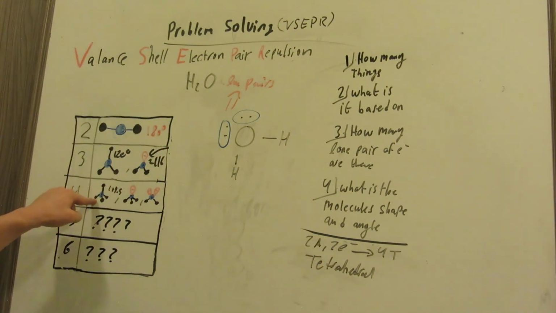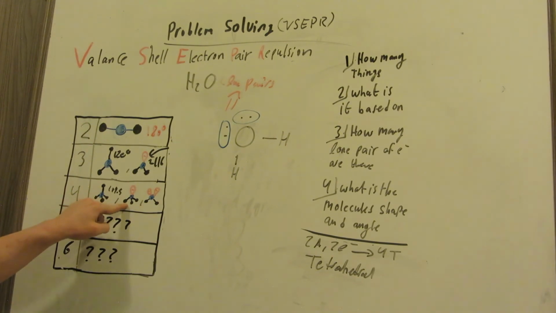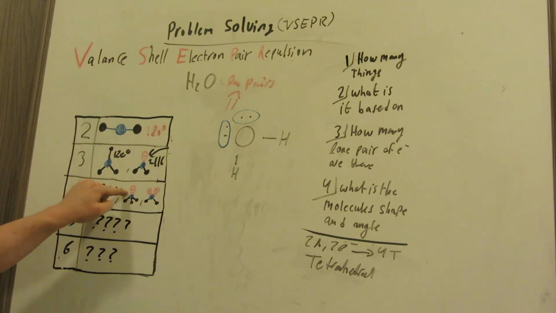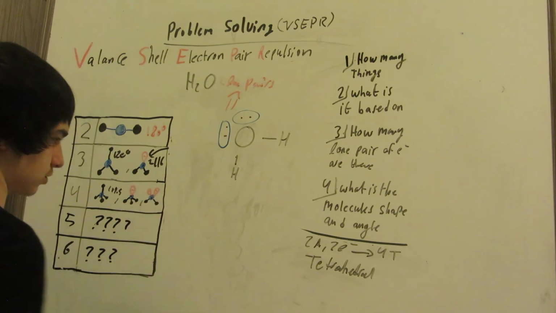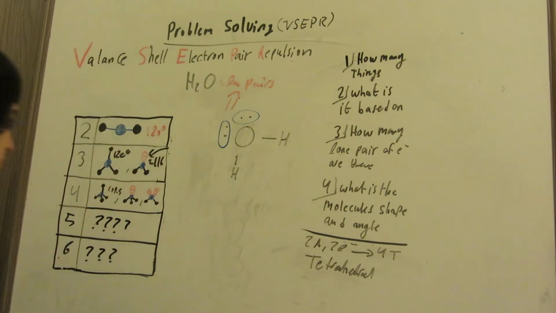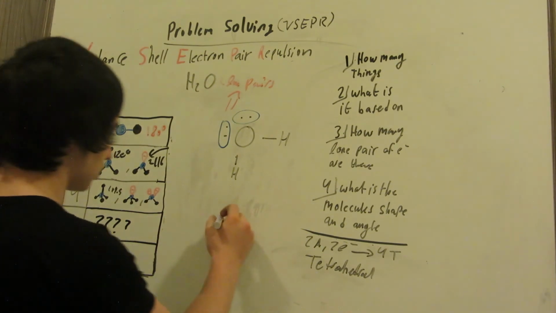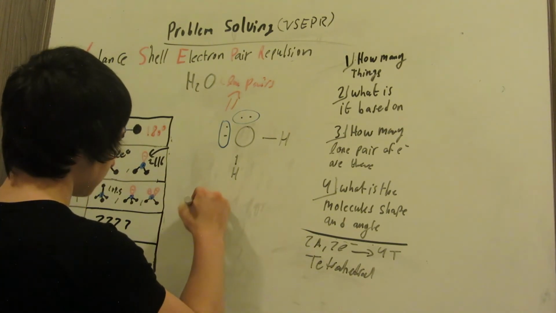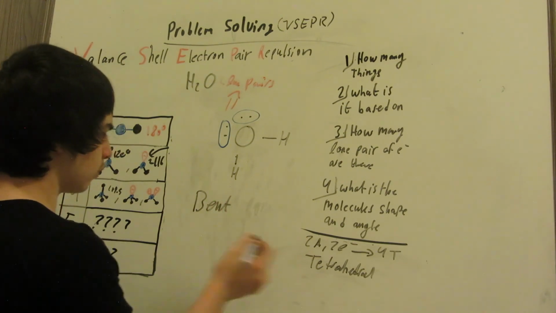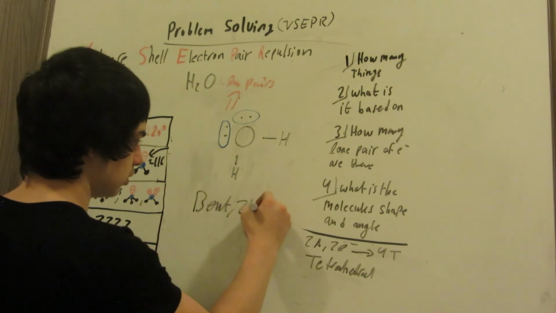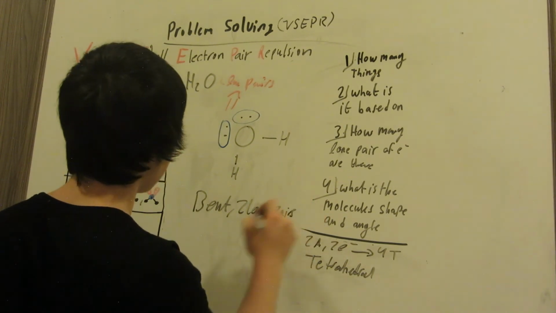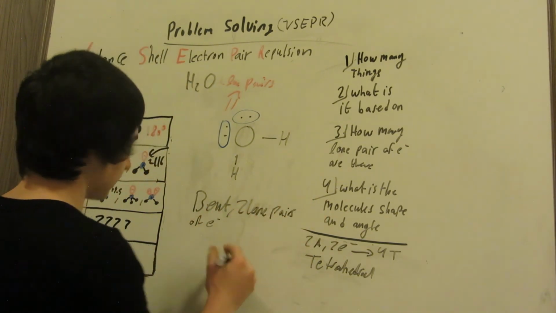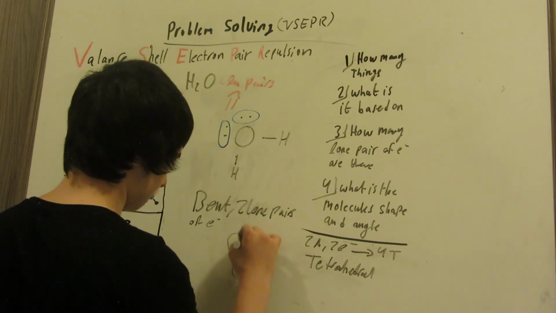Let's see. Tetrahedral, impossible. Trigonal planar, 3 atoms and 1 lone pair of electrons. Also impossible. What about the bent? 2 atoms, 2 lone pairs of electrons. You're right, it's the only choice we have and it's the correct one. So we're going to have a what? Bent. But what type of bent? You're right, 2 lone pairs of electrons type. So we can draw it like that. That's water.